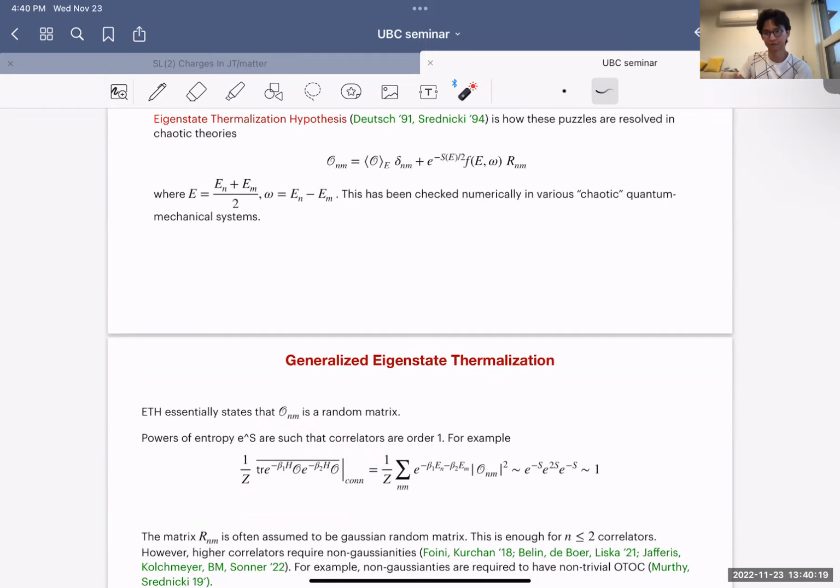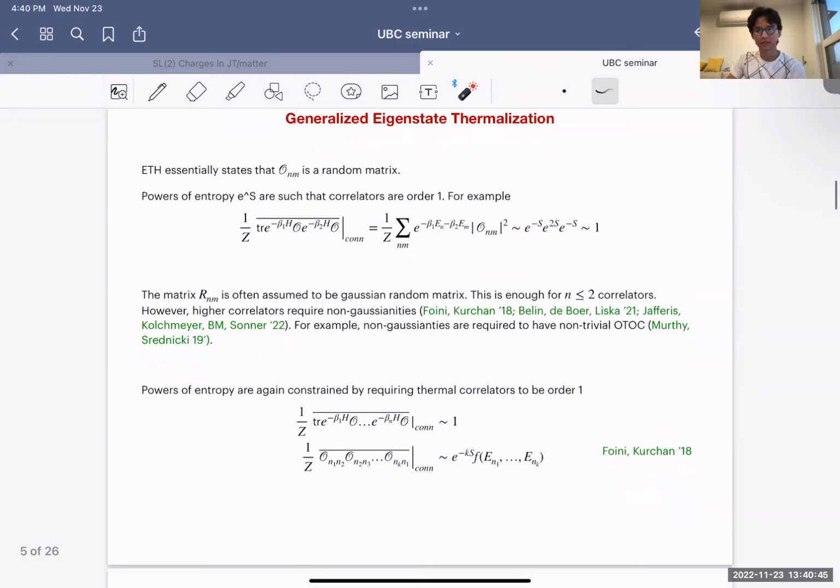So this is done easily by expanding into the energy basis again, and then some powers: e to the minus S from the normalization, e to the 2S from two summations over the energies, and e to the minus S from this O, from this O_mn squared. Okay, so this is a more or less standard story.